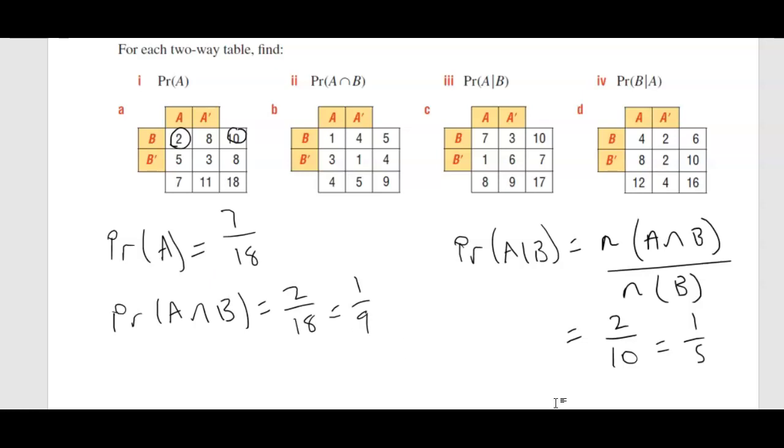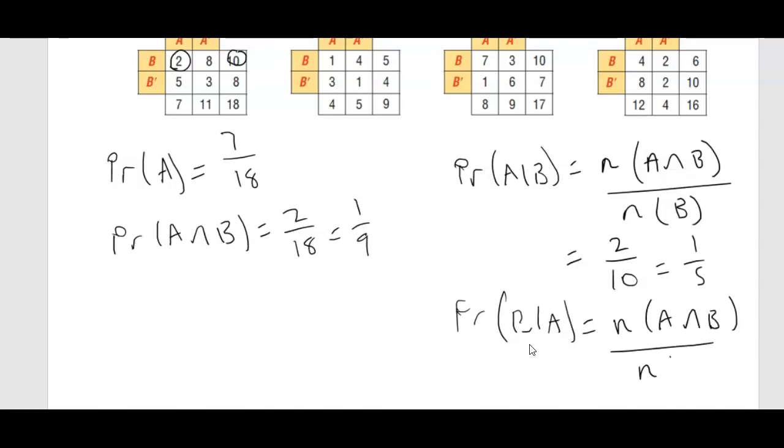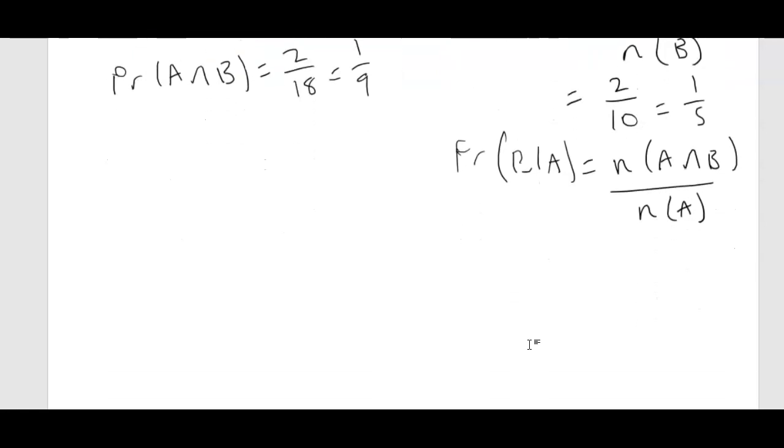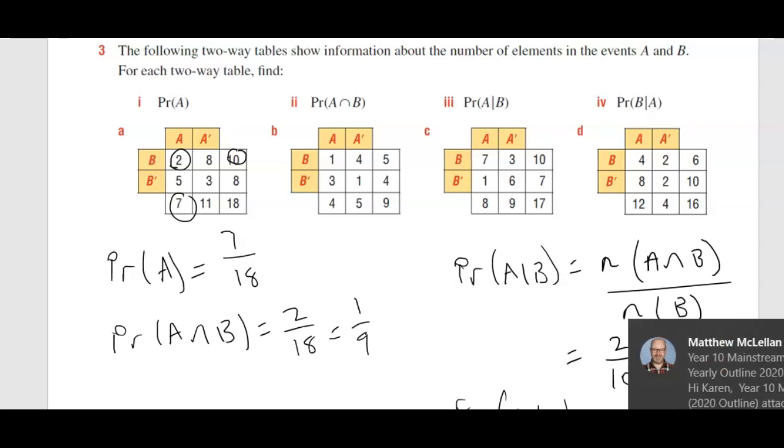And then for the other one, it's just around the other way. So probability of B given A. So they're not the same thing. Sometimes they are, but very rarely they are. Okay, A and B over the number of A. So A and B we know is 2. And the number of A is here, which is 7.